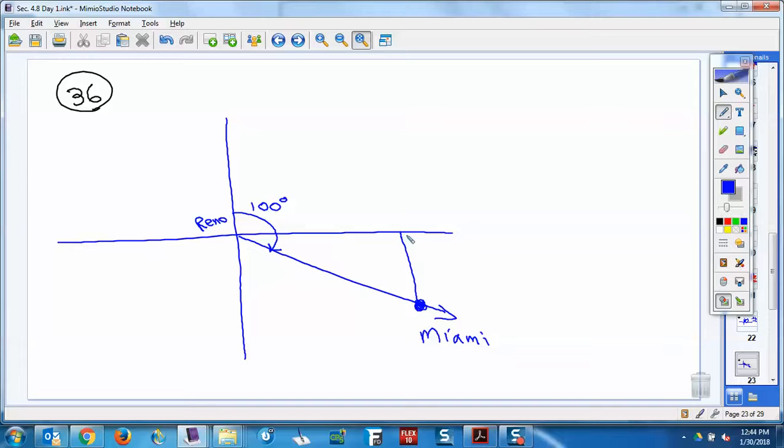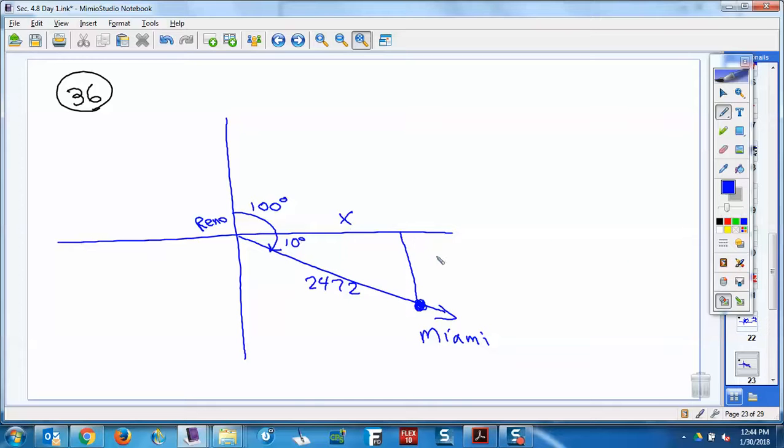Okay, what's my angle there then? What would this angle be right here? 10. Right, so 100 degrees again from north, and that seems right? Miami would be south and east of Nevada, so 10 degrees there. And what's it say? The distance between them is 2,472, so that's this.